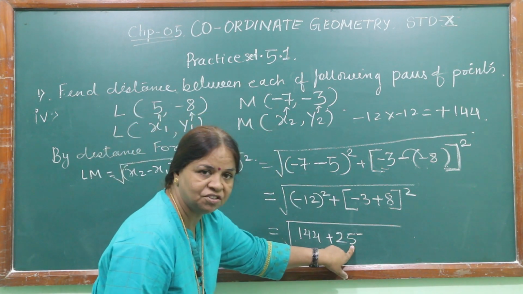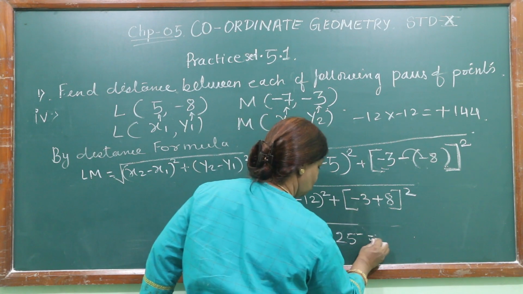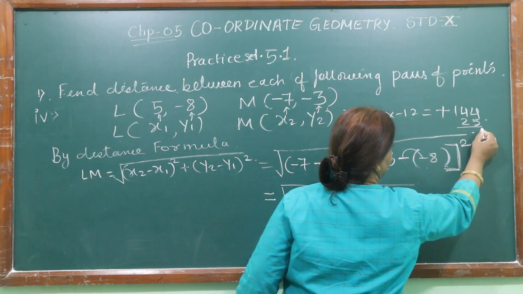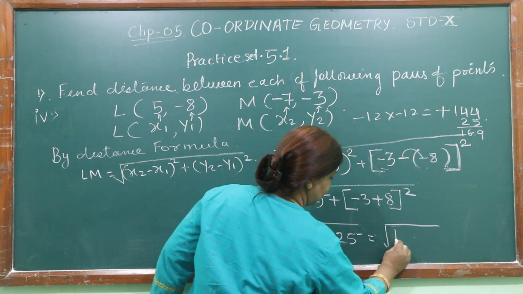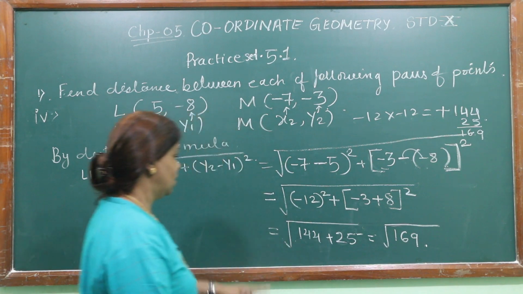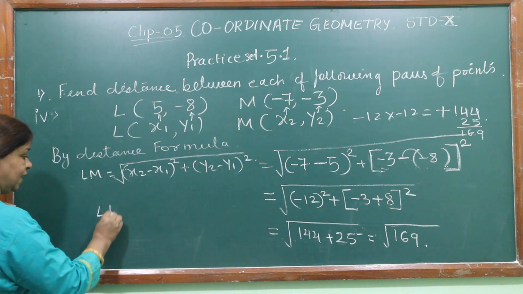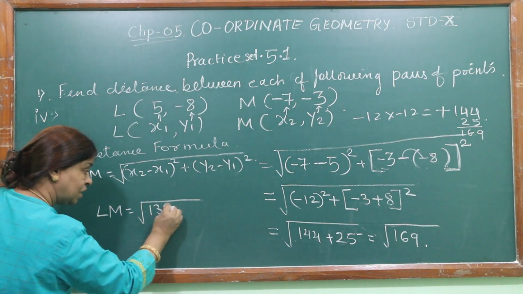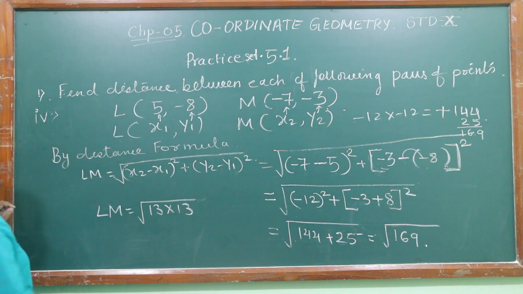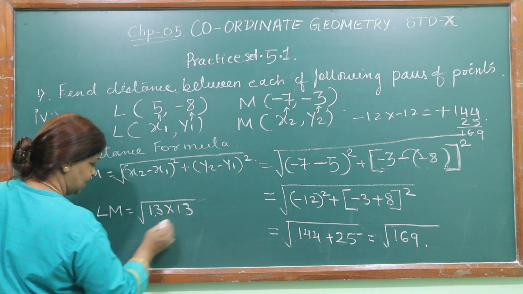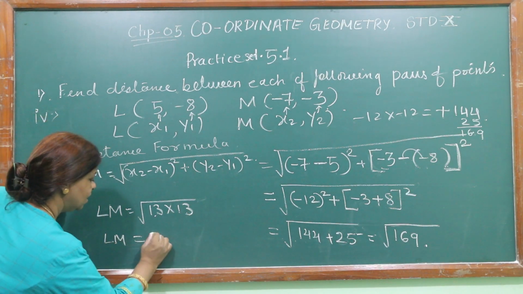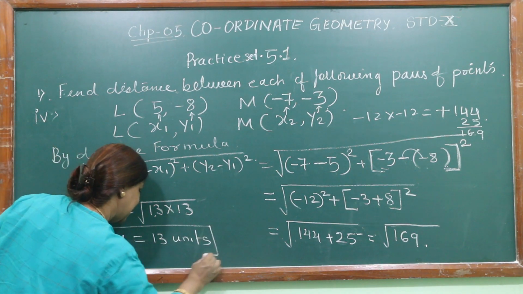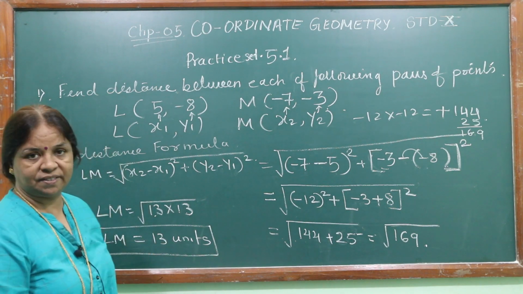144 plus 25, children. So 144 plus 25, 169. That would be 169. So LM I am getting under the root 169. 13 into 13, children, is 169. 2 times 13 is there. It will come out as 1 time 13 units. So distance between L and M is 13 units.